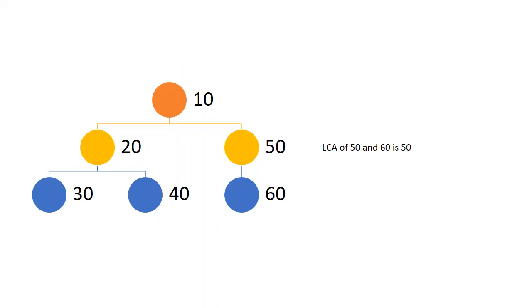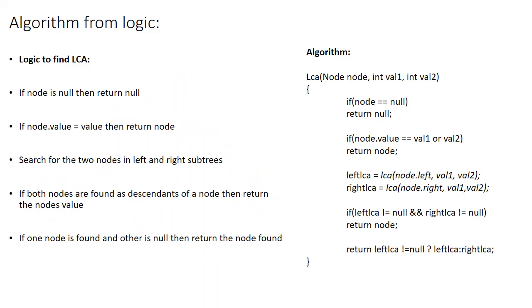So in this case, the third example is 50 and 60. From the left subtree, it will return a null as expected. From the right subtree, it will find the node 50 present at the right child of 10, and as soon as it finds the first value, it's going to return itself as LCA, and so 50 is returned as the LCA here, and that's it. That's pretty much the algorithm here.